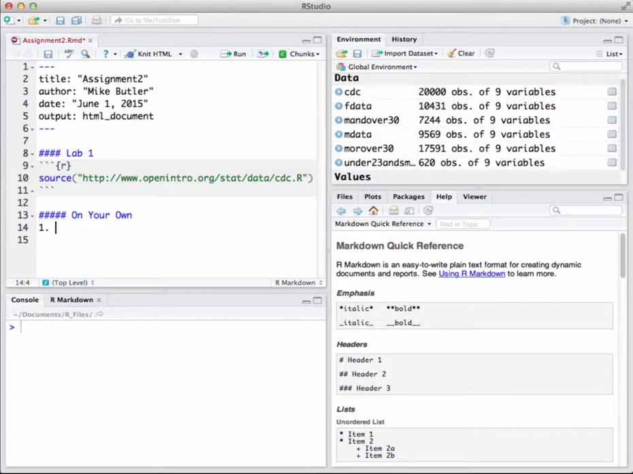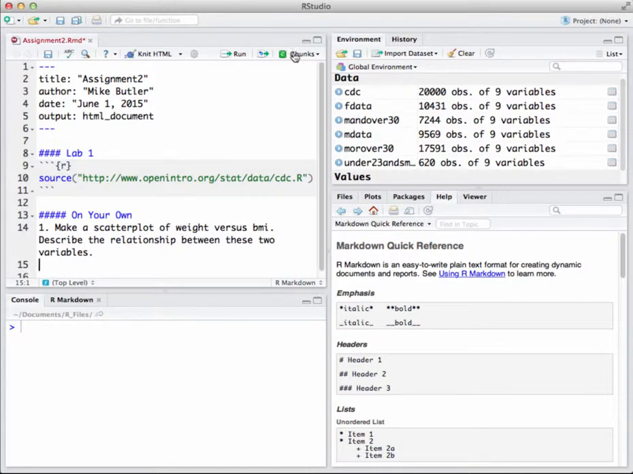And number 1, it says make a scatter plot of the weight by the height. So we'll copy that out of the lab actually and just come in here and paste that, okay? So it says make a scatter plot of weight versus BMI, not height, excuse me, but BMI, and describe the relationship between these two variables. All right, so we're going to have to open another R chunk here.